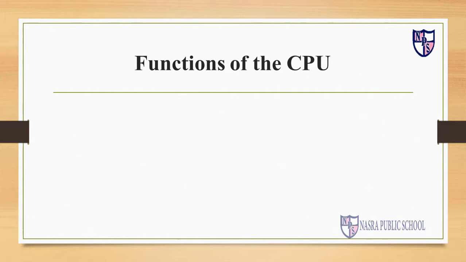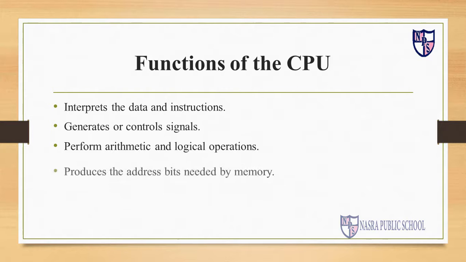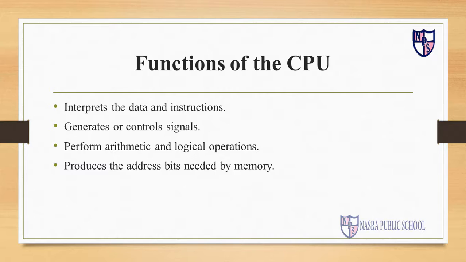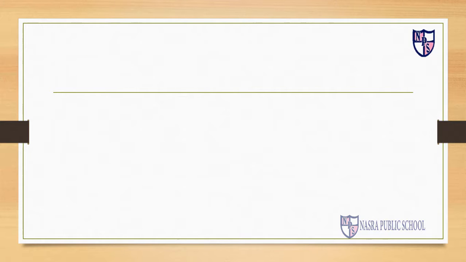Now let's discuss the functions of the CPU. CPU interprets the data and instructions. It generates or controls signals, performs arithmetic and logical operations, produces the address bits needed by memory. So these are the functions performed by the CPU.